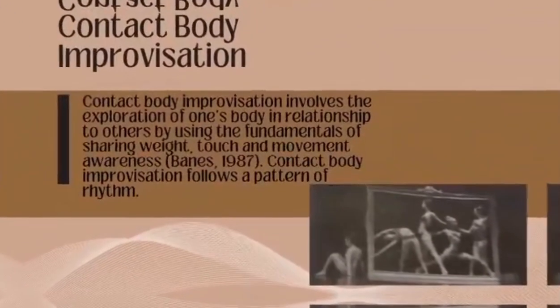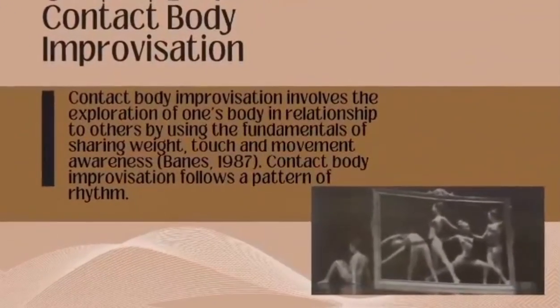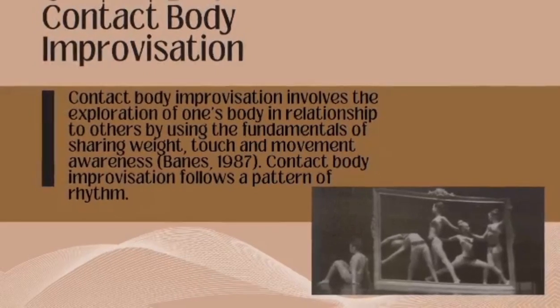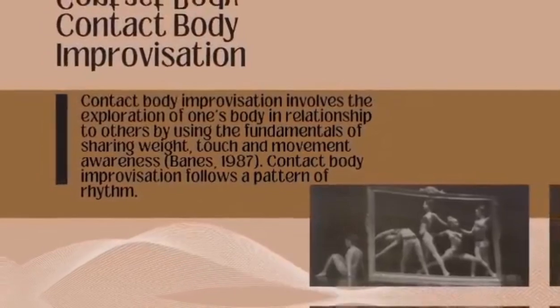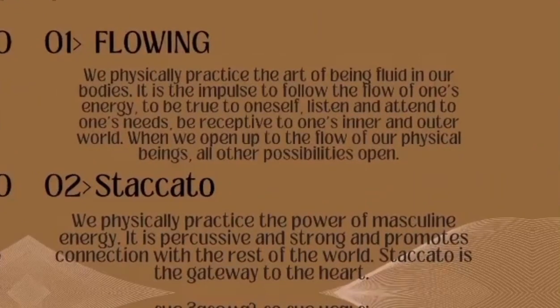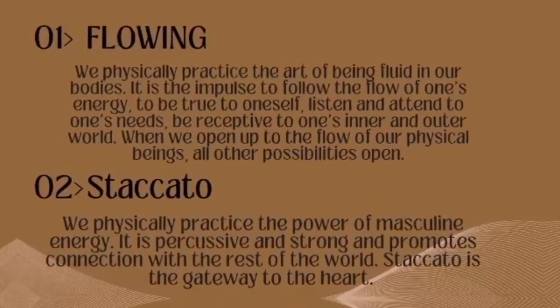Contact body improvisation involves the exploration of one's body in relationship to others by using the fundamentals of sharing weight, touch, and movement awareness. Contact body improvisation follows a pattern of rhythm. So there are five rhythms in the context of body movement improvisation. The first one is flowing.